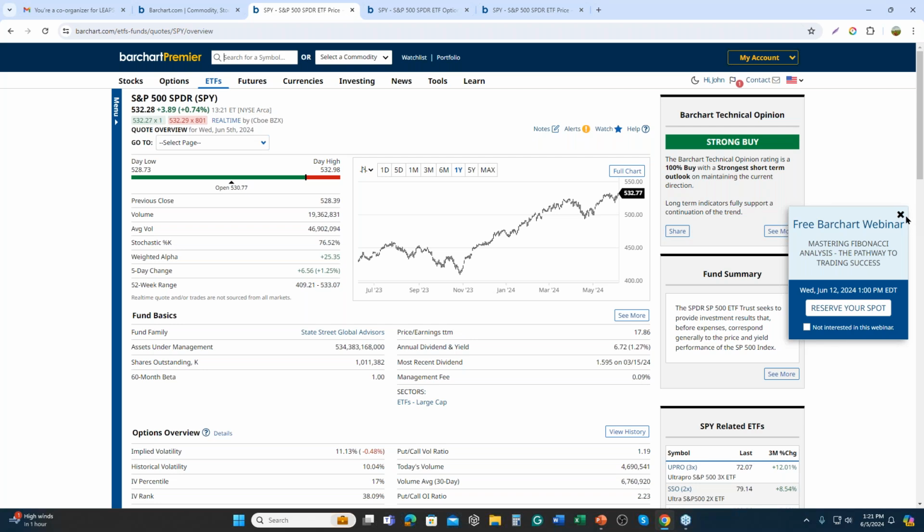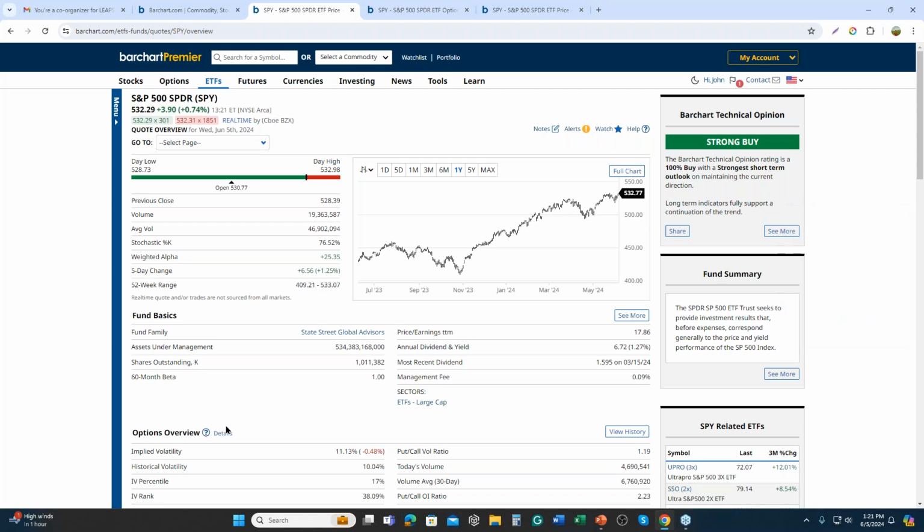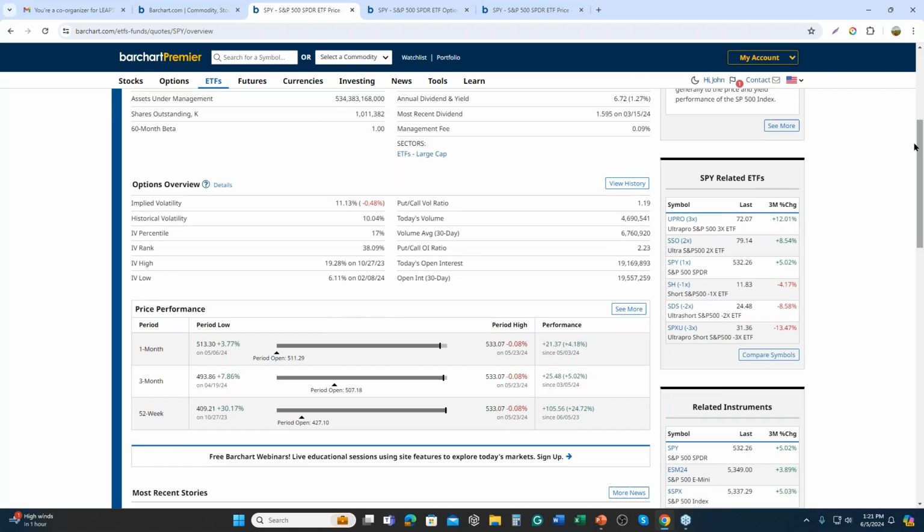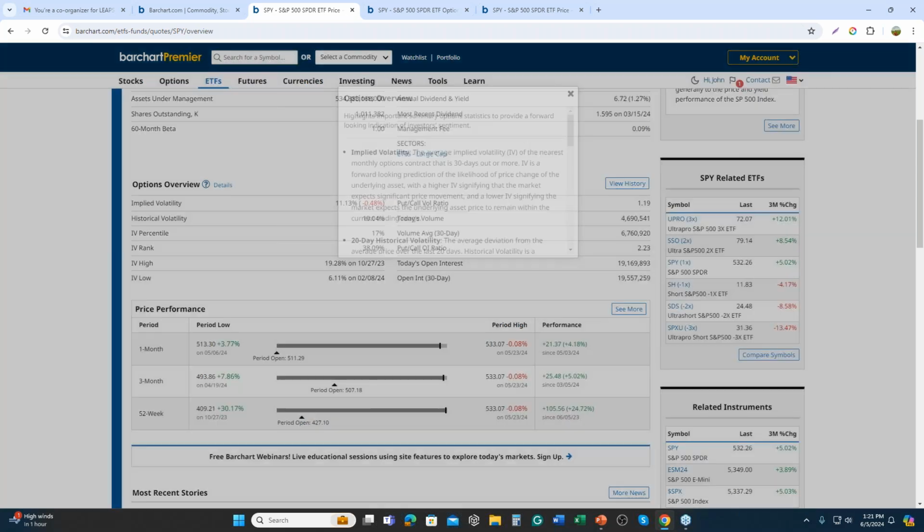Just below here, about midway down, you can see where it says options overview. And you do have some metrics to look at options volatility. We have our implied volatility, our historical, our percentiles, and our ranks. And then also, what is the high implied volatility and the low implied volatility? But let's go inside the details, right? Devil's always inside the details.